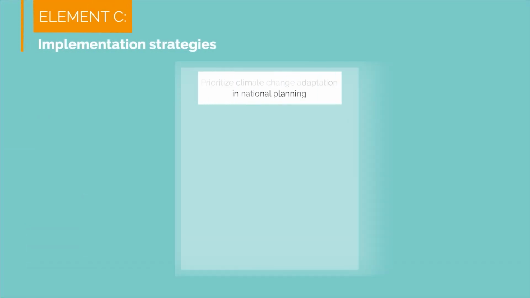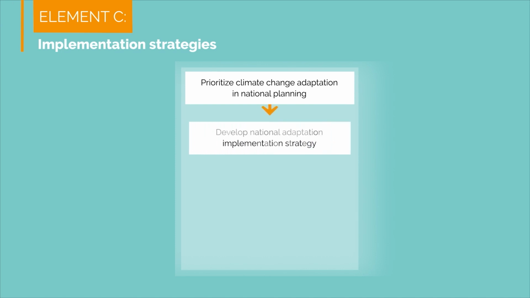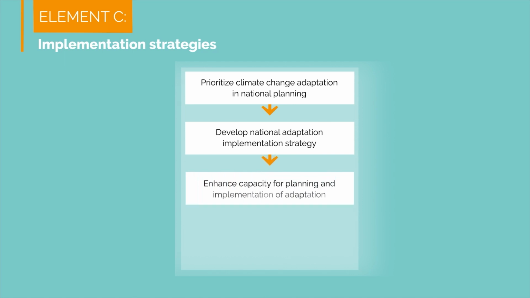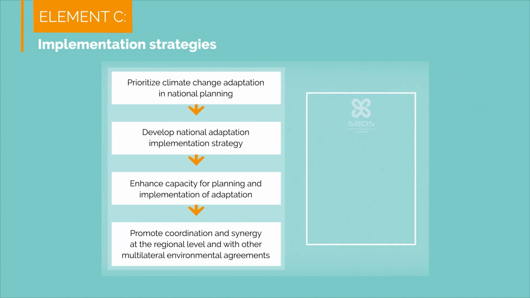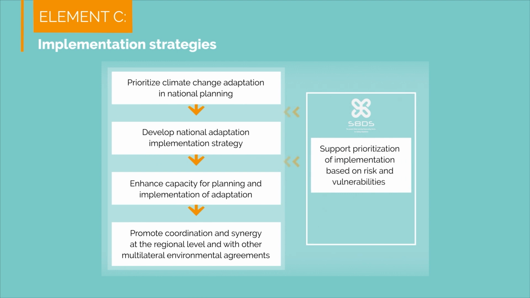The proposed steps in Element C are: 1. Prioritize climate change adaptation in national planning. 2. Develop national adaptation implementation strategy. 3. Enhance capacity for planning and implementation of adaptation. 4. Promote coordination and synergy at regional level and with other multilateral environmental agreements. In Element C, the S8 downscaler will help support prioritization of implementation based on risk and vulnerabilities and facilitate cross-sectoral implementation.